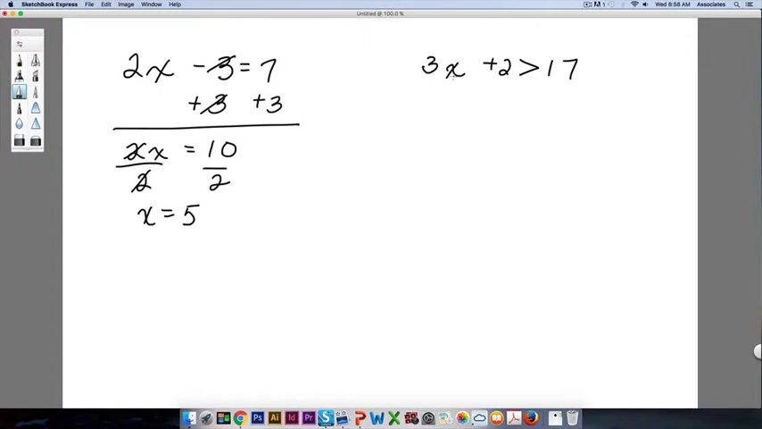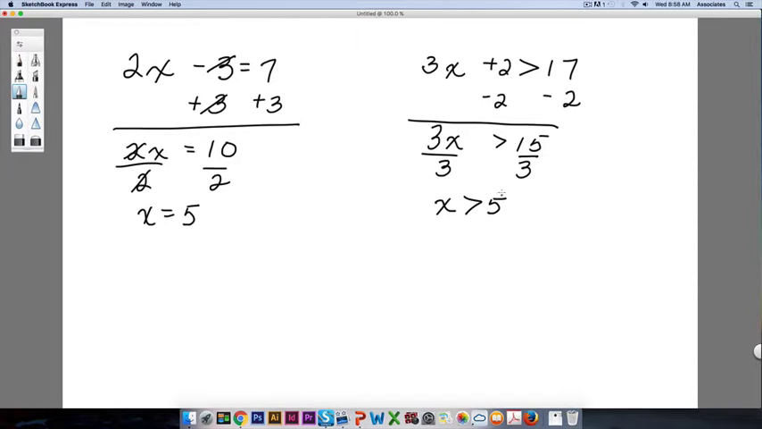So again, we have multiplication here and we have addition. The inverse of adding 2 is subtracting 2. What we do to one side, we do to the other. So we get 3x is greater than 15. The inverse of multiplying by 3 is dividing by 3. So x is greater than 5. We never had to flip anything because no negatives appeared.